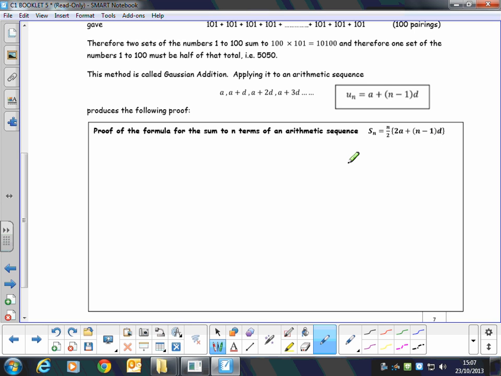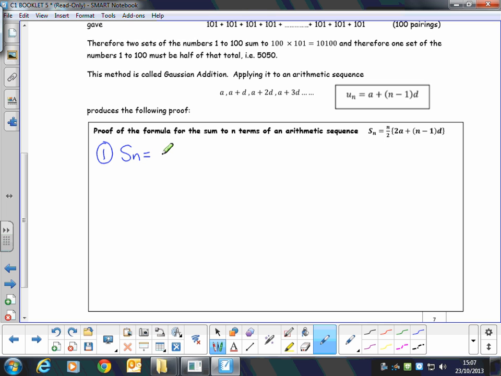C1 sequences, proof of the formula for the sum of n terms. So we've been introduced to this formula for the sum of the n terms. In order to prove this, I'm going to write out Sn in full. So Sn is the sum of the first n terms.